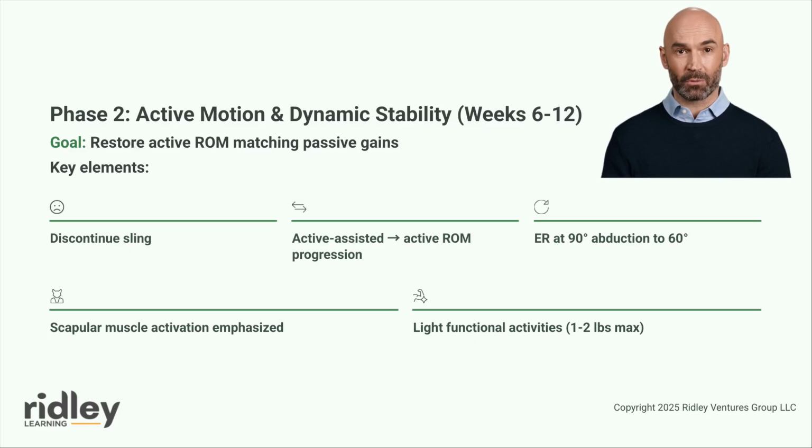Gentle functional internal rotation, placing the hand behind the back to reach the lumbar spine, is initiated cautiously, as this motion places significant tensile load on the subscapularis repair and should be progressed only as tolerated and with explicit surgeon approval.